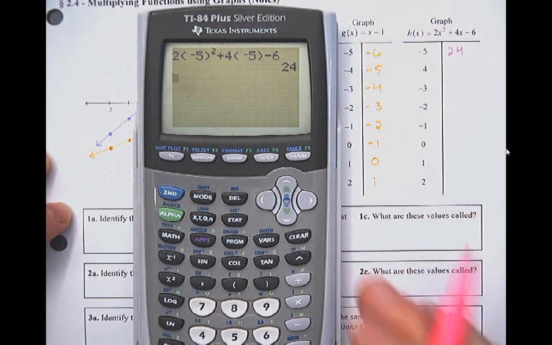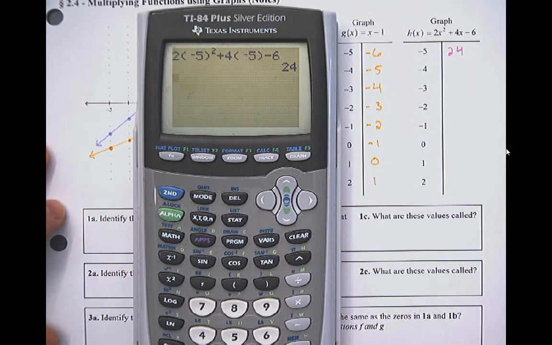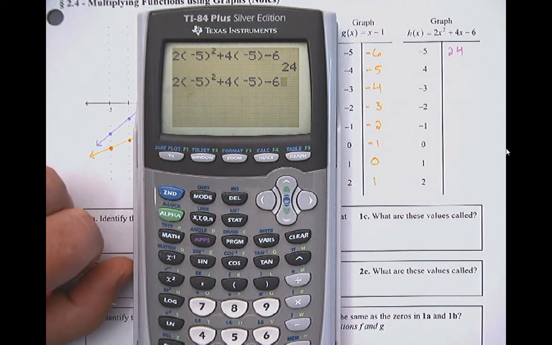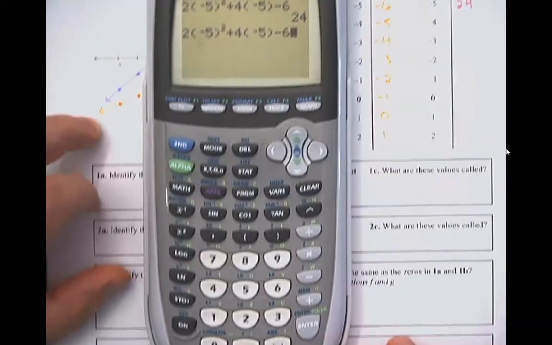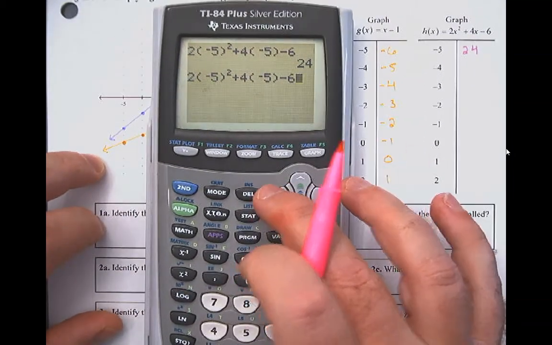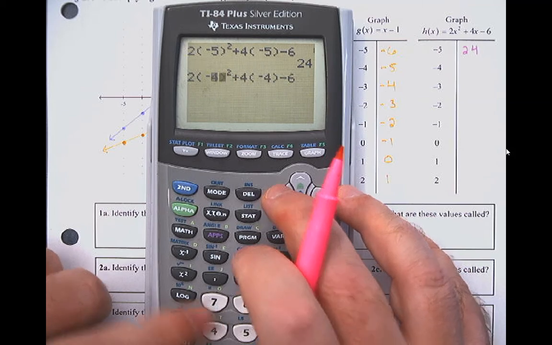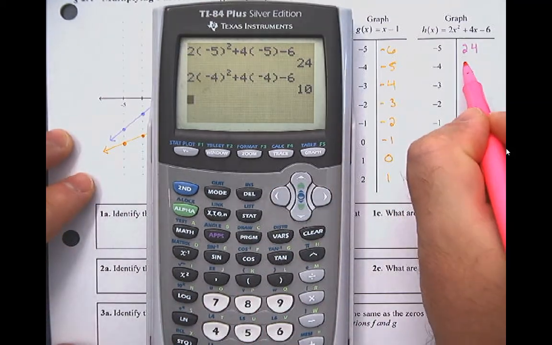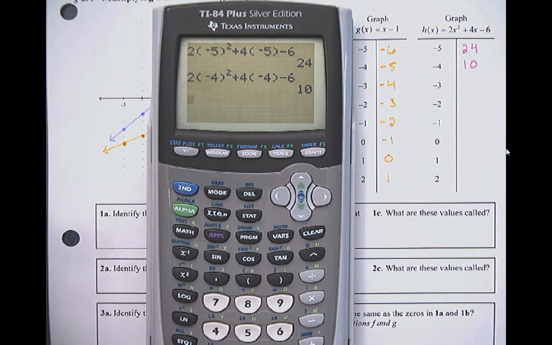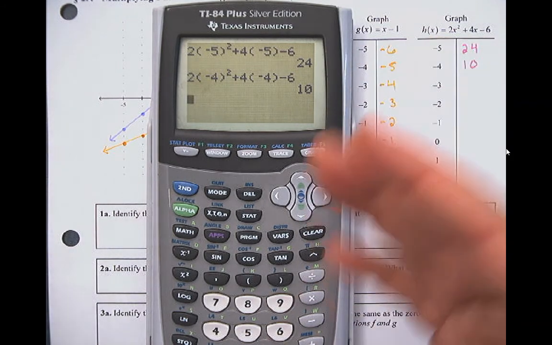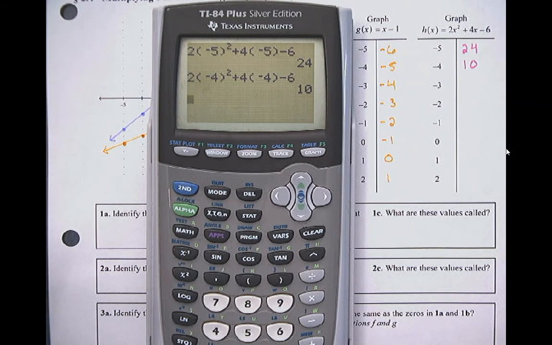Now, a lot of kids want to hit clear at this point because that's what you used to do with the old calcs. A much better thing to do is hit second and enter. I hit the second key and the enter button at the bottom here, and that brings up what you typed in before. And now I can go back and change these -5s to -4s, hit enter again, and we would get 10. So I'm going to encourage you to pause here. I obviously will never know if you do it, but this is the one I did the first two. Why don't you try to do the next one?